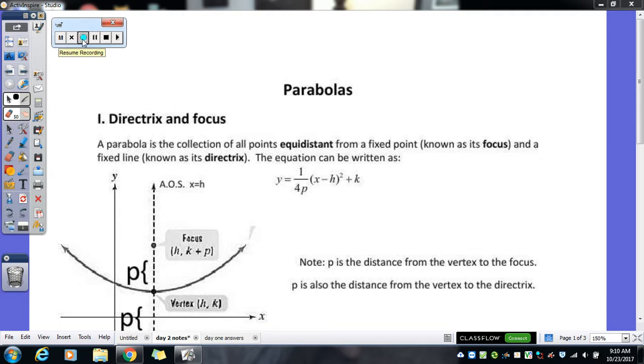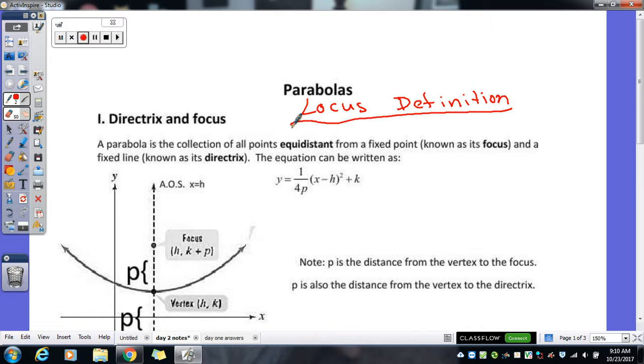So what we're learning about today is what we refer to as the locus definition for a parabola. Locus. Does anybody know what the word locus means? A locus is just basically a set of all points that fit a certain situation.